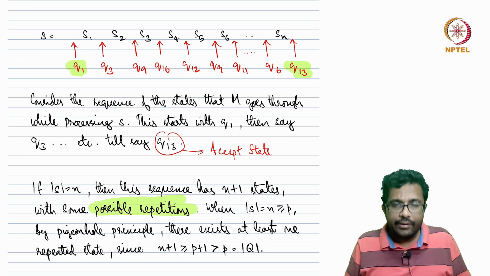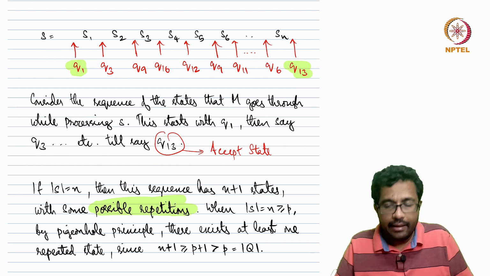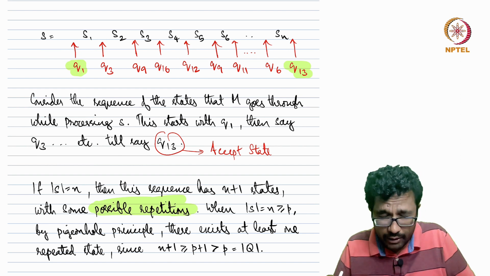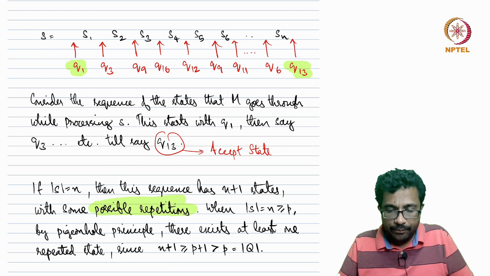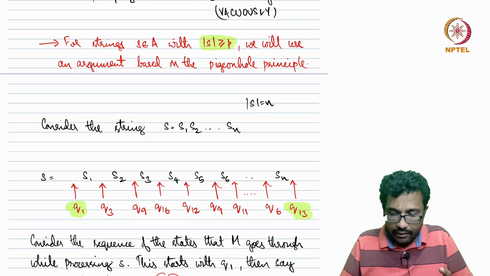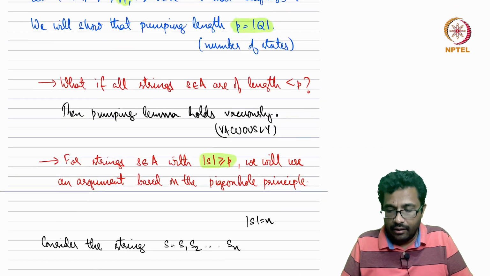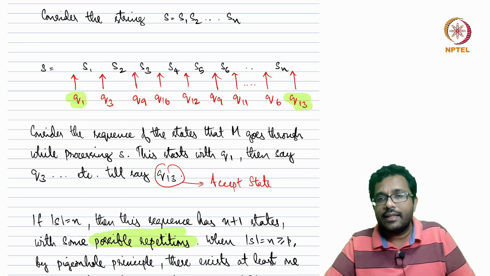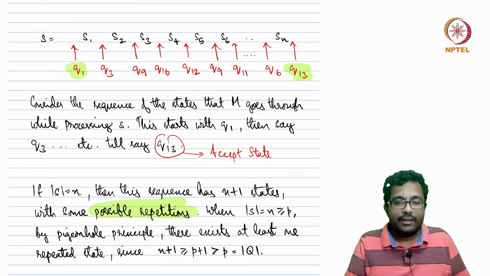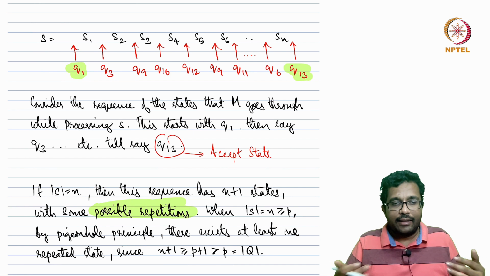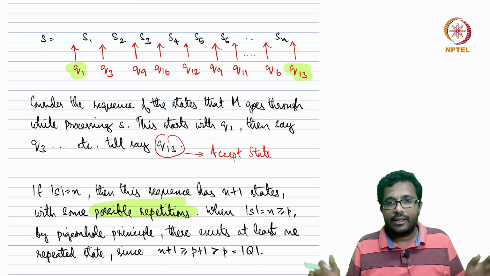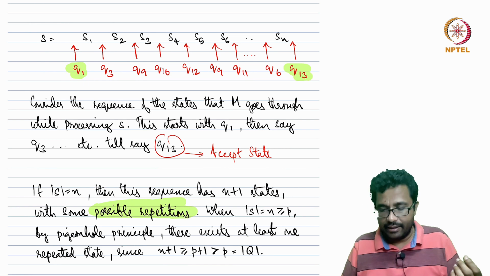Now the point is, if the length of s, which is equal to n, is at least the pumping length p, suppose n is greater than or equal to p, then there are at least p plus 1 states listed here. But you remember we chose the pumping length as the number of states. So if you write p plus 1 or more states, we know that the machine itself has p states, so something has to repeat, right? Like, let's say you write an 11 digit number, at least some digit has to repeat, because we only know 10 digits, 0, 1, 2, 3 up to 9, right? So like that, there has to be at least one repeated state.